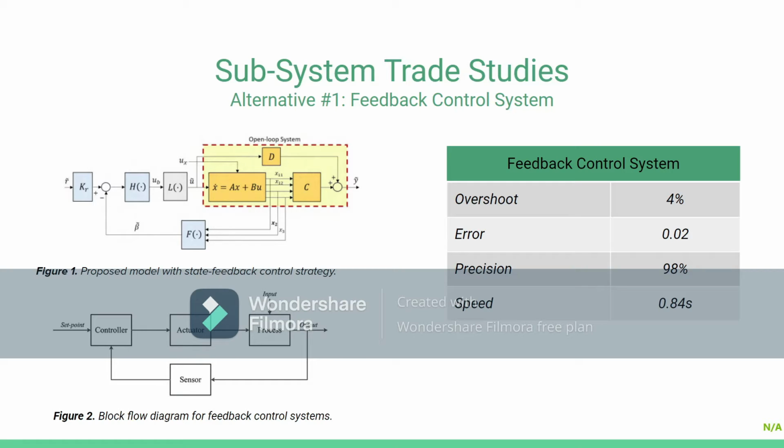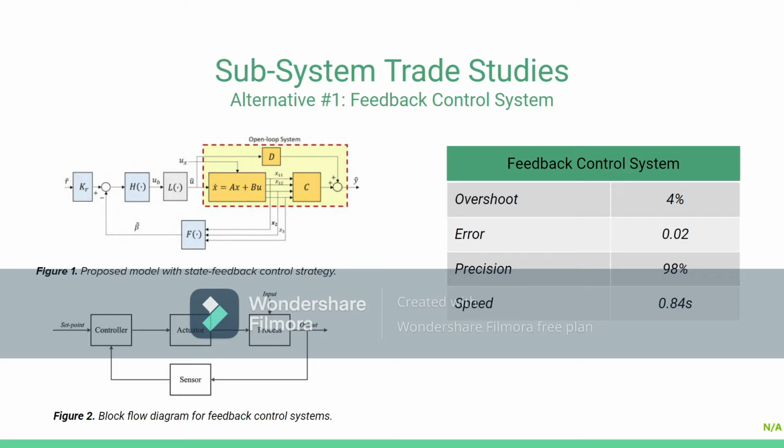As you can see in figure number 2, there's a block flow diagram for a feedback control system, basically describing what I just explained. And figure number 1 is a proposed model with a state feedback control strategy. With this strategy, it's desired that the angle of the main actuator stays in an optimal point to ensure accurate obstacle position detection, and the output of the microcontroller, which is fed to the vibrator motor and the Bluetooth module, is able to alert the user of any obstacles.